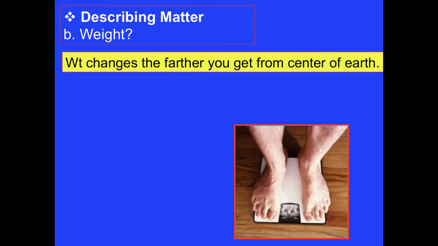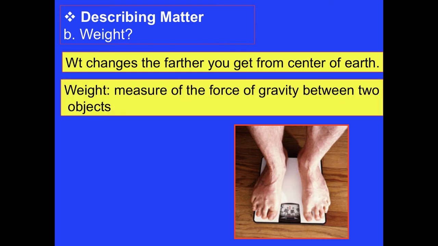Weight is a function of the Earth pulling down on us. This means the farther you get from the center of the Earth, the less you weigh. The more exact definition of weight is that it is the force of gravity between two objects. This means that it's not a reliable measurement because as distance changes, weight changes.